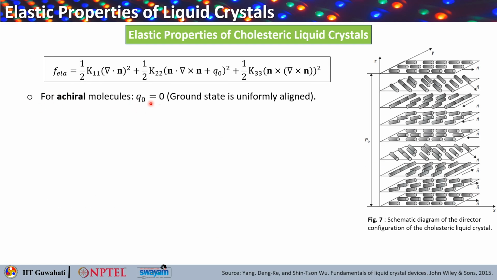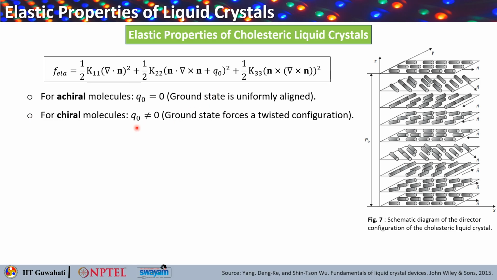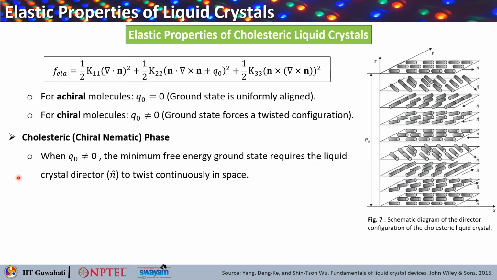So, for achiral molecules, q0 is 0. That means the ground state is uniformly aligned. For a chiral molecule, this is non-zero. That means the ground state forces a twisted configuration. So, when we talk about the cholesteric phase, we are talking about the chiral nematic phase. Here, when you say chiral, this is now non-zero. So, the minimum free energy ground state will require the liquid crystal director to twist continuously in space.